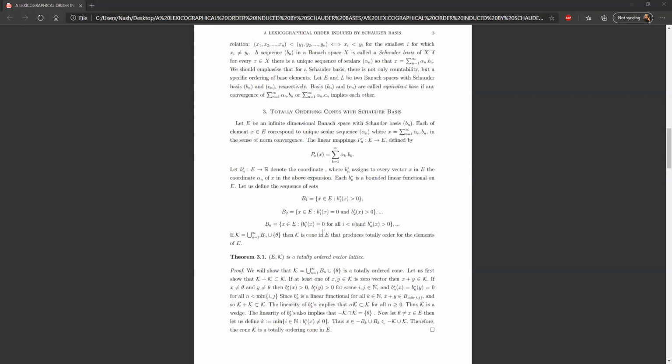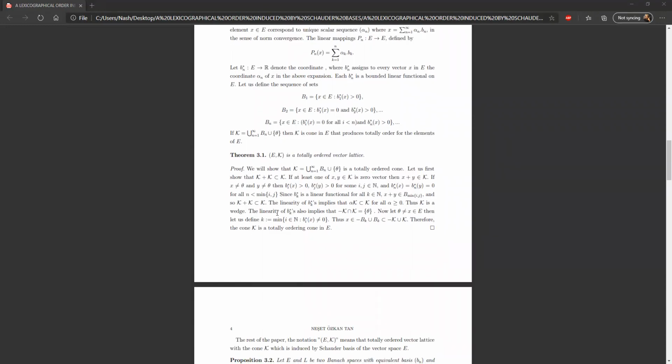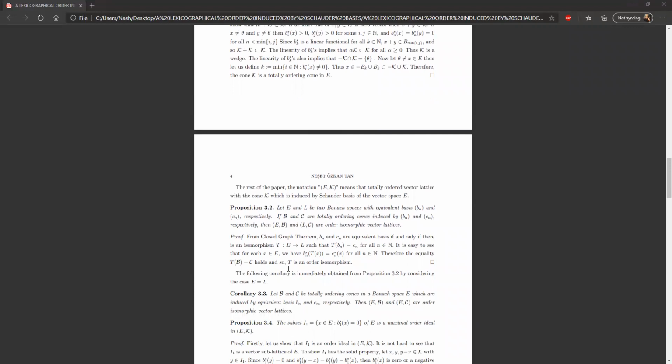And if we take all these sets together and add the 0 vector, then we have a cone structure in a Banach space. As I mentioned before, if we have a cone structure, then we get a totally ordered vector space. I proved these things by using the totally ordered vector lattice definition. So I show how it is closed under addition, how it is positive homogeneous, and moreover how we have a supremum of each pair of vectors, and we get a cone here.